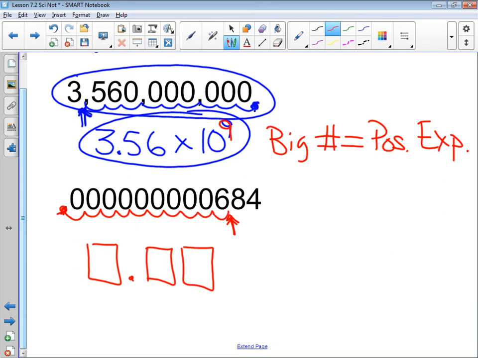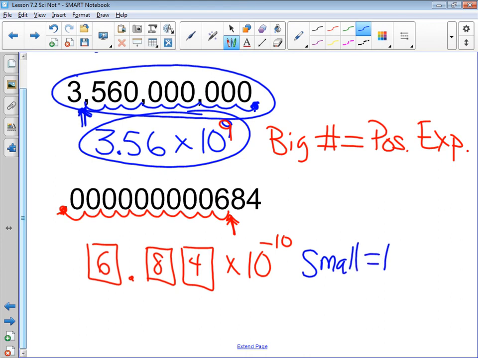So my scientific notation number for this really small number is 6.84 times 10 to the 10th power. But because this is a really small number, it's negative 10, which tells me I've moved the decimal point from the left to the right. So when you have a small number, the exponent is going to be negative.